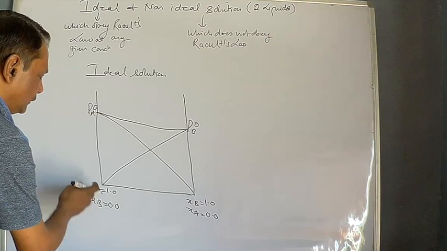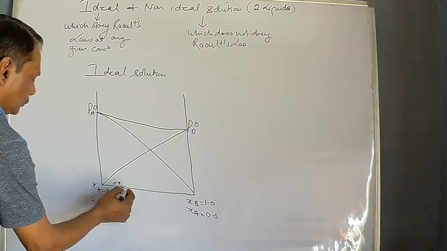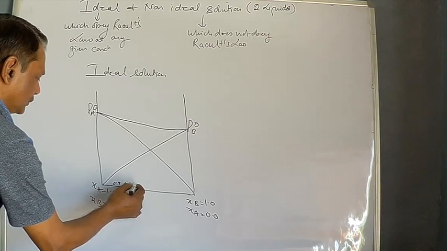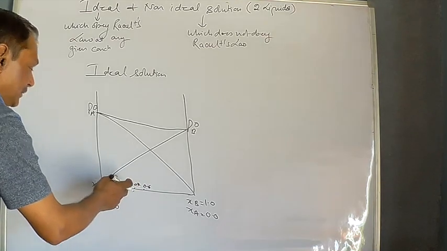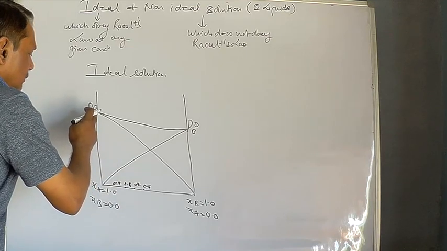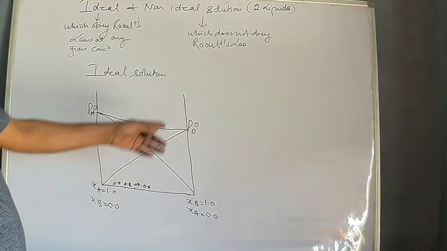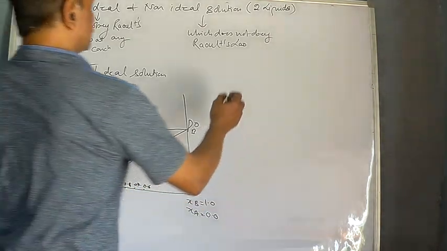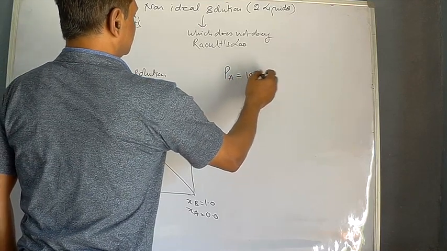Mole fraction of A will go on decreasing. So let us take 0.9, 0.8, 0.7, 0.6 mole fraction of A. And you see the vapor pressure of the liquid A goes on decreasing. Why does it go on decreasing? I can give you an example over here. See the board. Let us take PA0 equals 100 mmHg.